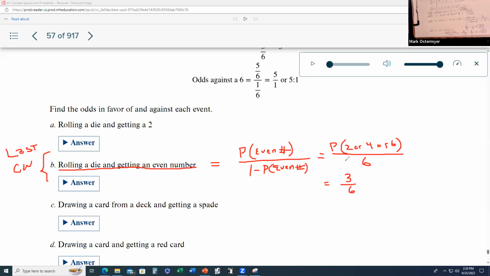So the probability of rolling an even number is going to be 3/6. And then we're going to have to divide that by 1 minus 3/6 to compute the odds in favor of rolling an even number. So this is going to be 3/6 divided by 1 minus 3/6, which is 3/6. So the answer is, ladies and gentlemen, you got 1-to-1 odds of rolling an even number. So what would be the odds of rolling an odd number? What do you think? Also 1-to-1.